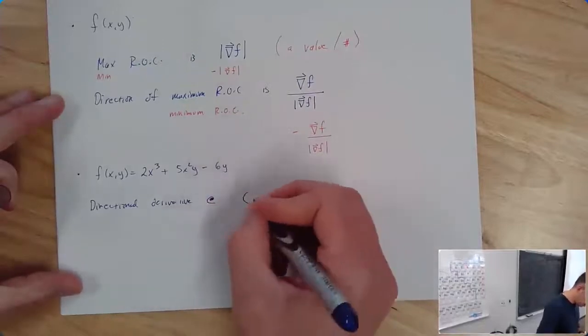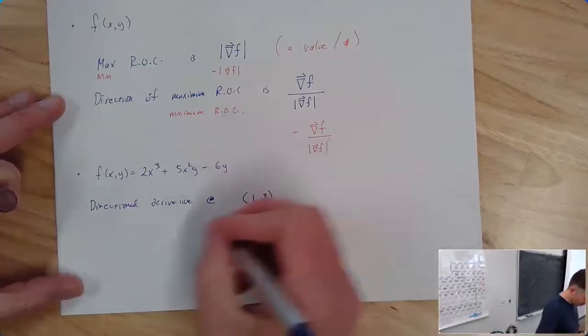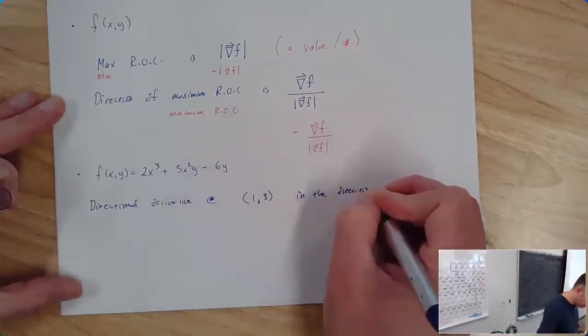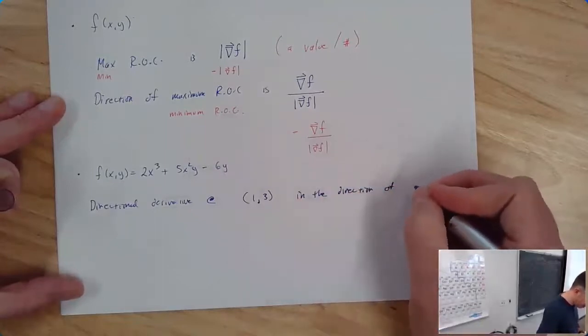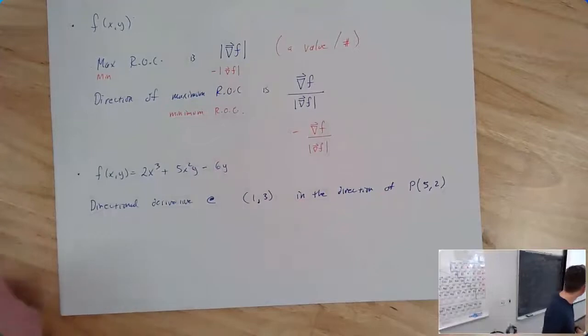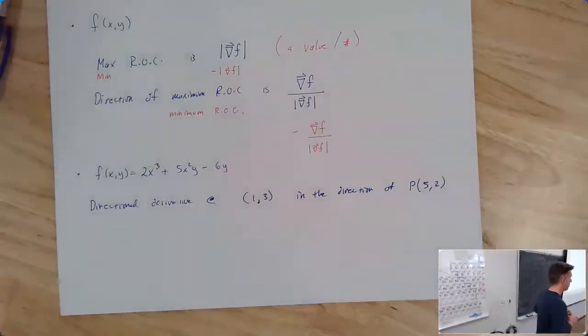At the point 1 comma 3, in the direction of the point 5 comma 2. So there's something to be careful about here. Make sure that when you're finding a directional derivative, you're very thoughtful about whether they're giving you a point which you're traveling to, or a vector in which you're traveling in the same direction as.